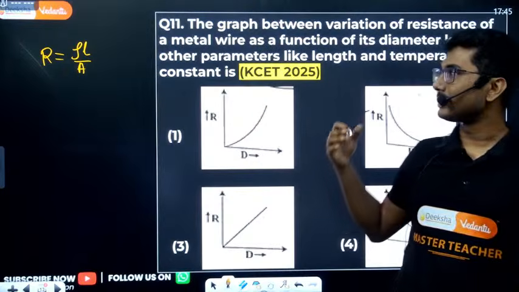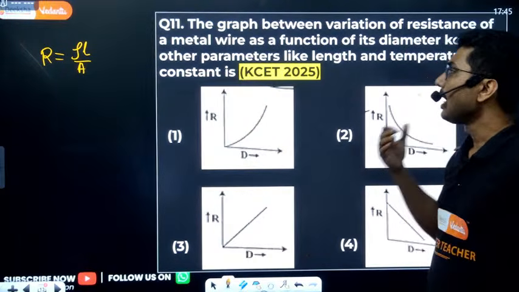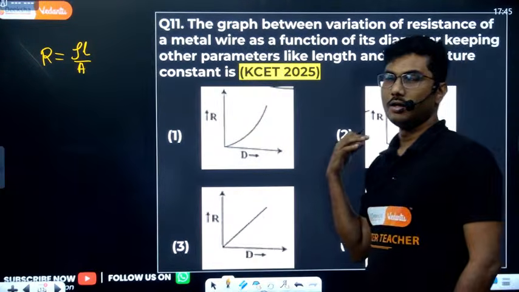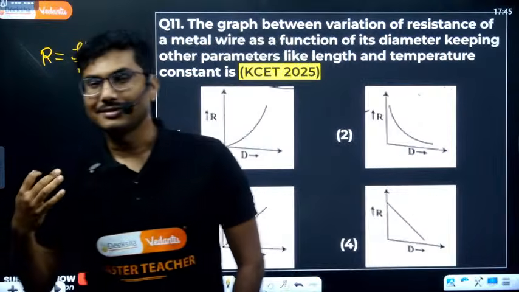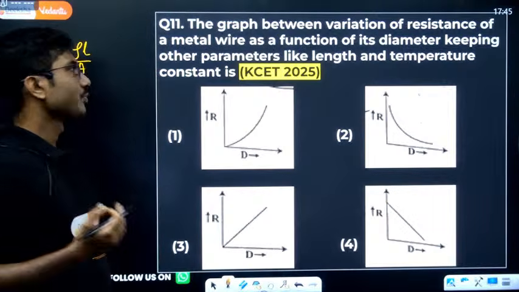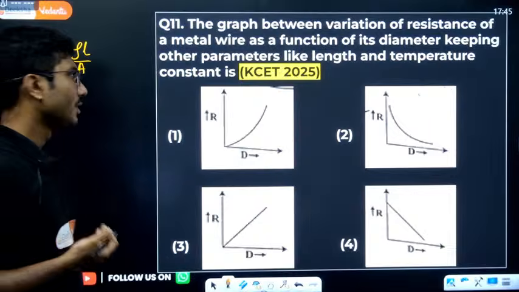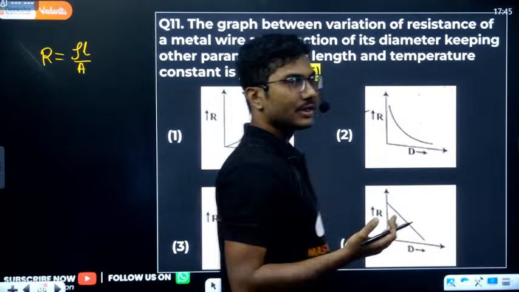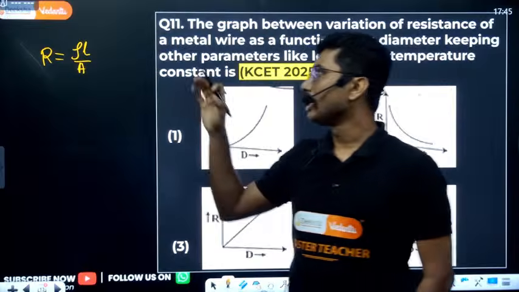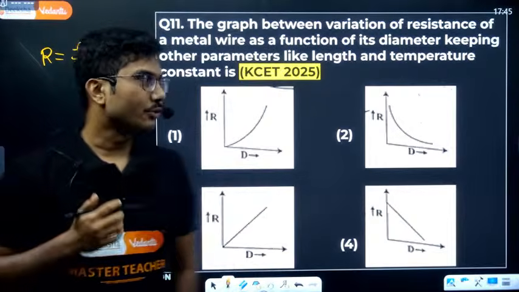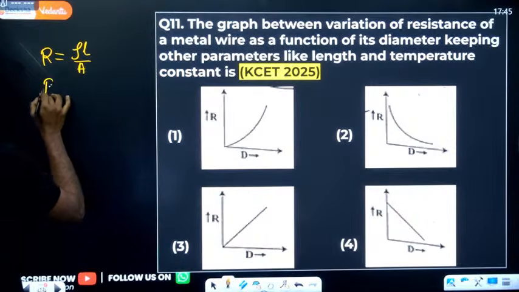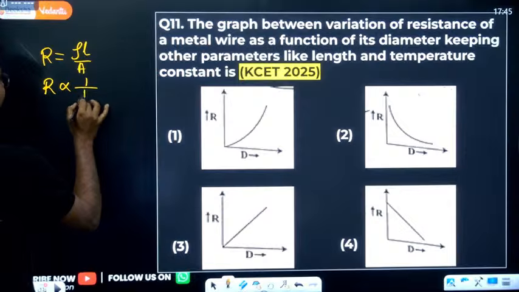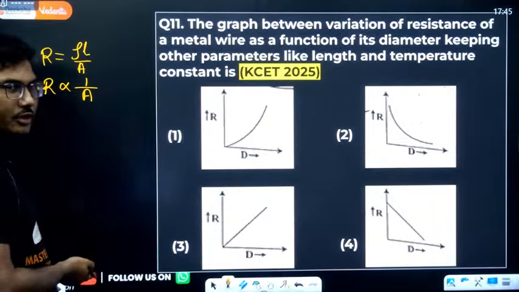So, they are asking you that diameter is changing and how resistance is dependent on diameter. So, where is the diameter? Length and resistivity are constant. Material is fixed, temperature is fixed, so resistivity is fixed, length is fixed here also. So, we can say that resistance is directly proportional to 1 upon A, inversely proportional to area.